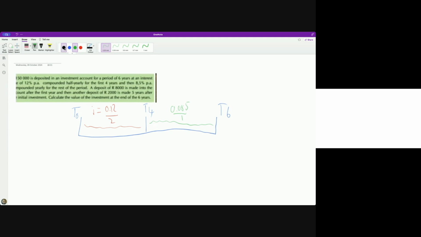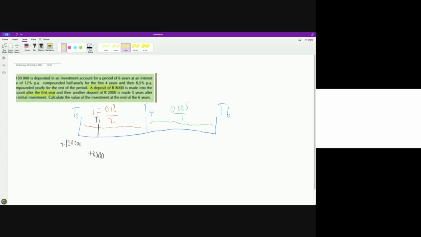Okay, so now we have to decide what about the things that are actually going into this pot. There's 150,000 that enters the question here. And then a deposit of 8,000 is made after the first year. Let me put a little T1 on here. And below T1, I put my 8,000 here. A deposit of 8,000 is made into the account after the first year, so it's at the end of T1.